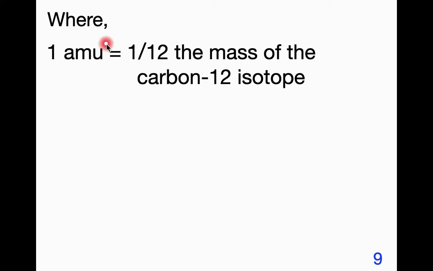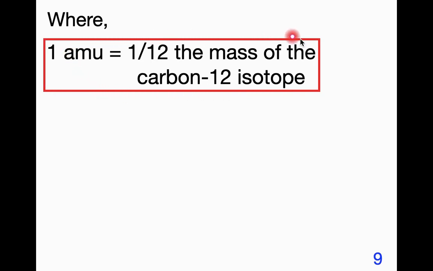Let me start over. One atomic mass unit is equal to 1/12 the mass of the carbon-12 isotope. So this is a definition you want to lock away. It's a very important definition. Now in your notes, make sure you're clear. It's 1/12. I say that because quite often students will give 1/2 as the answer to a question regarding this. And I think they just can't read their own writing.